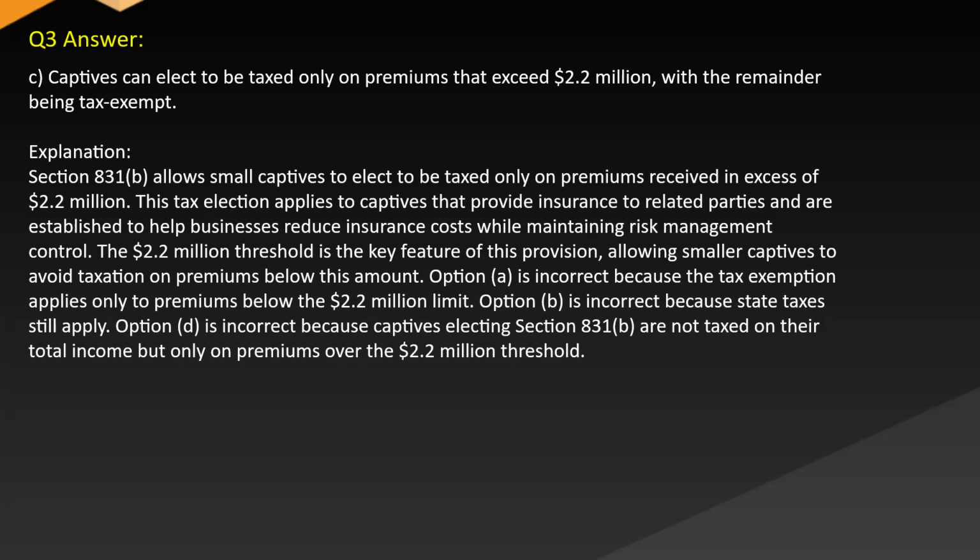Option B is incorrect because state taxes still apply. Option D is incorrect because captives electing Section 831(b) are not taxed on their total income but only on premiums over the $2.2 million threshold.